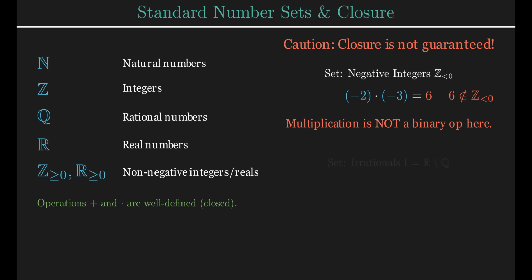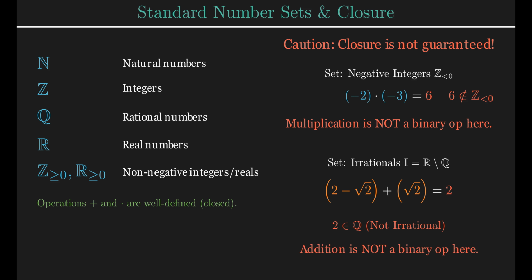Similarly, look at the set of irrational numbers under addition. If we take the irrational number 2 minus √2 and add it to √2, the irrational parts cancel out, and the result is 2. 2 is a rational number, so again, we leave the set. Closure fails.